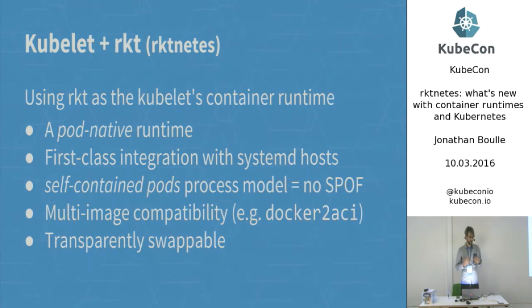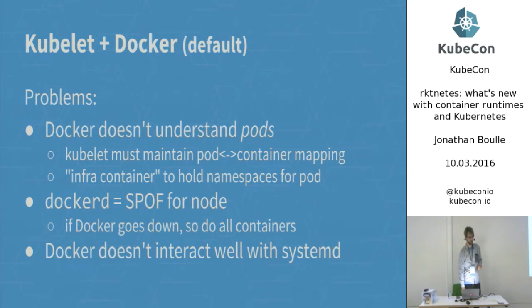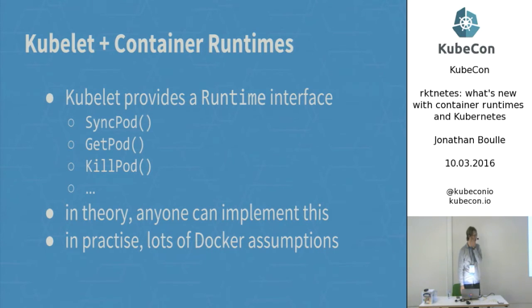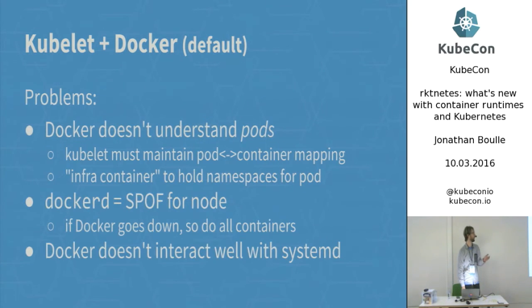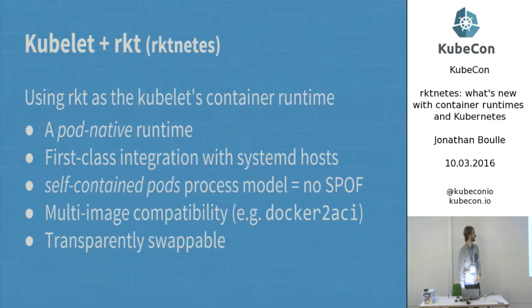The first is that Rocket understands pods natively, and this is what I talked about earlier, where we define appc pods as pretty much synonymous with Kubernetes pods, and appc pods are what Rocket implements. So Rocket understands things at the pod level, so that when you have an operation like, for example, sync pod, rather than the kubelet needing to glue together these different individual containers and maintain all that state itself, it can just talk directly to Rocket and say, hey, create this pod or kill that pod. It doesn't need to maintain all that state because Rocket understands the pod abstraction.